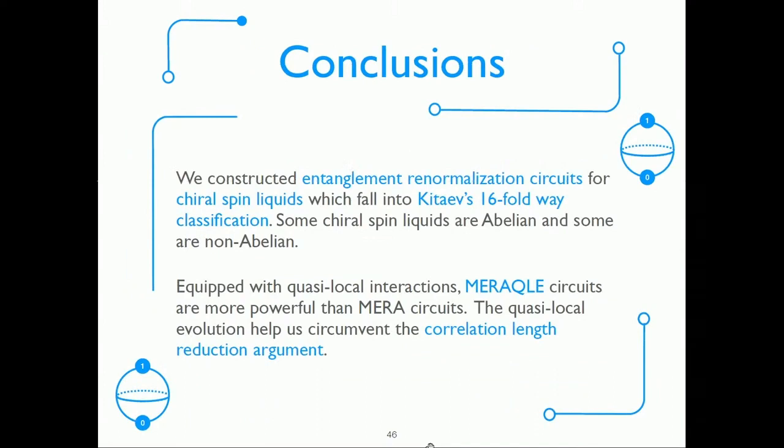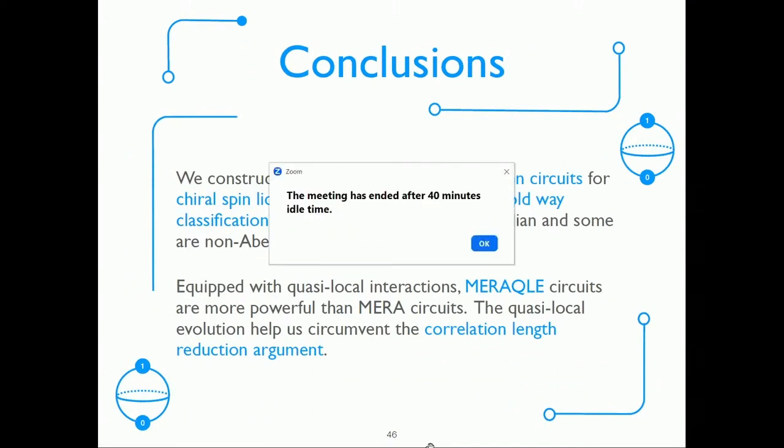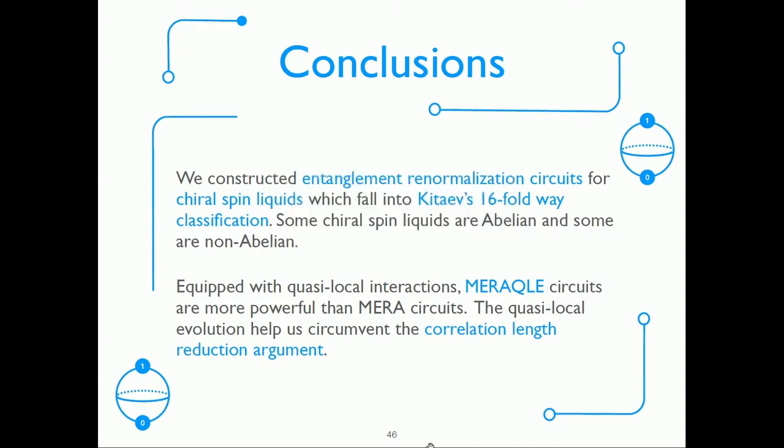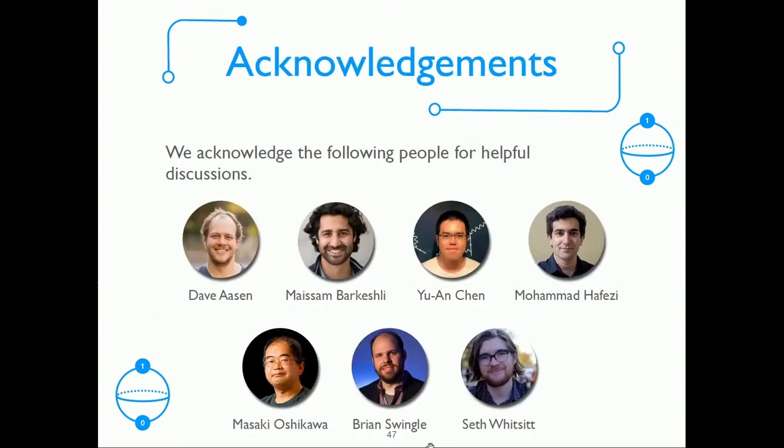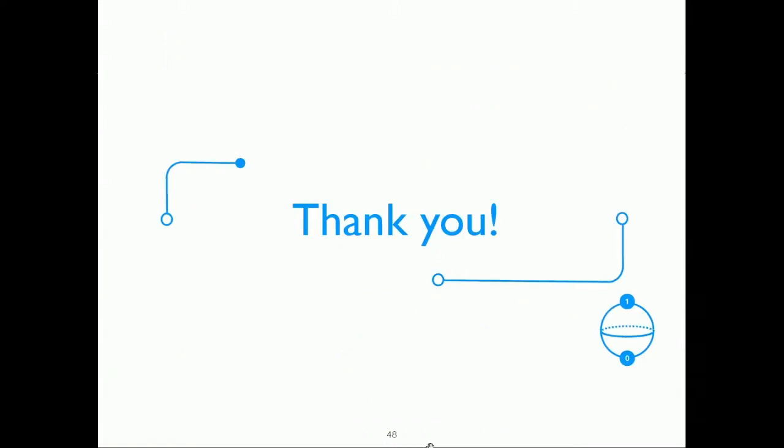So finally, this is our conclusion. We construct entangled renormalizing circuits for the chiral spin liquids. When equipped with quasi-local interactions, MERAQLE circuits are more powerful than MERA circuits, and it helps to circumvent the no-go argument. Okay, so that's the end of my talk, so thank you.